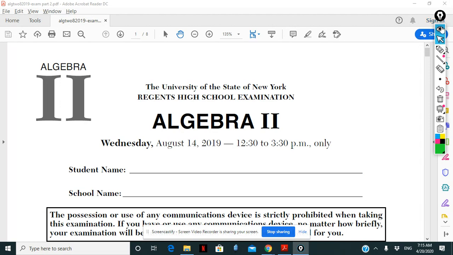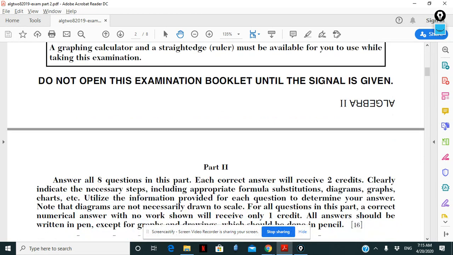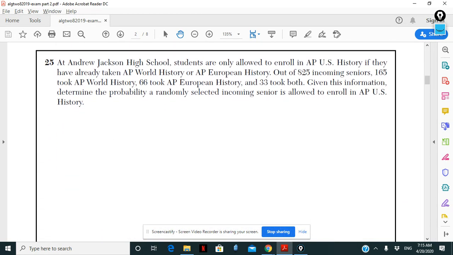We're going to start doing part 2. Question number 1. At Andre Johnson High School, students are only allowed to enroll in AB US History if they have already taken AB World History or AB European History. Out of 825 incoming seniors, 165 took AB World History, 66 took AB European History, and 33 took both. Given this information, determine the probability that a randomly selected incoming senior is allowed to enroll in AB US History.